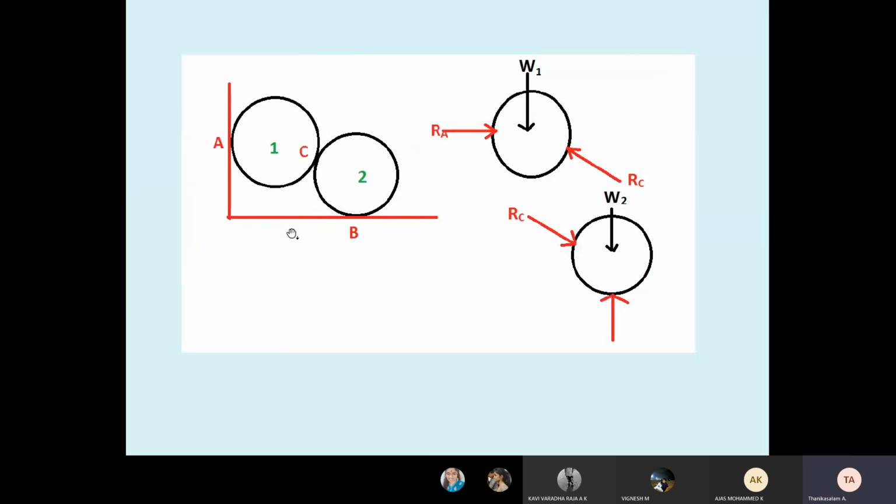See, remove the supports. A and B are the supports and C is also a contact point. I take the first ball. The first ball is touching at A and C. The ball has weight, acting vertically downward. The ball touches point A, therefore the reaction is in the opposite direction, RA. The ball touches C, therefore the reaction is inclined, RC. Similarly, we take ball 2. The ball is touching at C and B. The ball has weight acting downward. Then RB is acting upward. The ball touches C, therefore the reaction comes towards the body, RC. This is called a free body diagram.